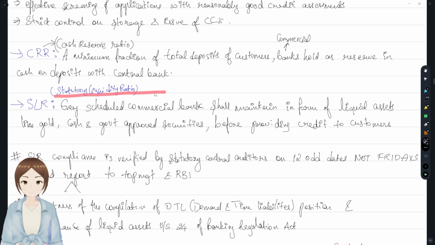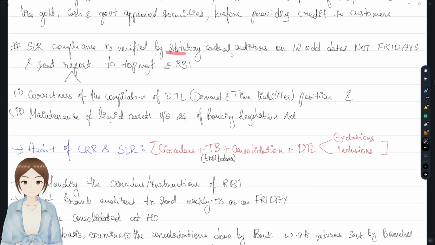And SLR, that is statutory liquidity ratio. Every scheduled commercial bank shall maintain, in the form of liquid assets like gold, cash, or government approved securities. Liquid assets means mostly financial assets, approved securities, before providing credit to customers. Here they have to hold it as cash. That is CRR. In SLR, it is liquid assets, that is gold or cash or approved securities. SLR compliance is verified by statutory central auditors on audits, not on Fridays, and they send a report to top management and RBI.